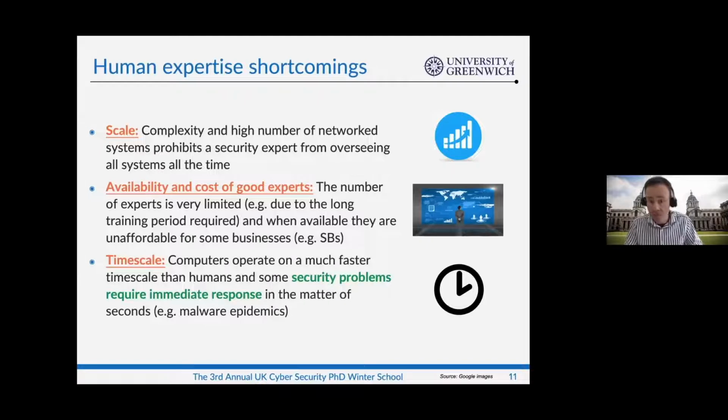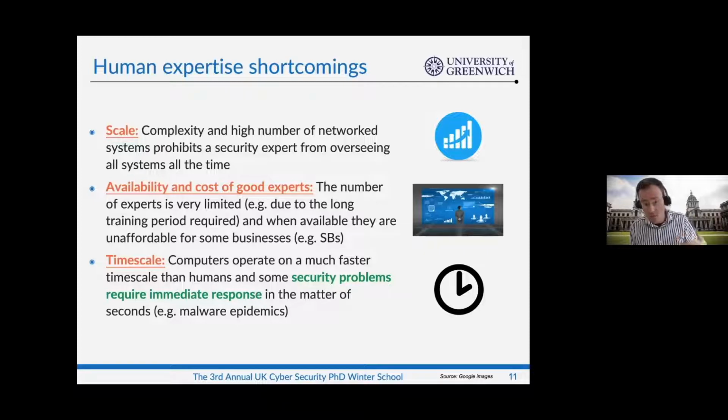So we have the scale, we have a lot of systems. We have to, for example, do some vulnerability scanning. You have a lot of systems to record, starting from asset management, coming down to vulnerability assessment, and all the other steps that the CISO will do. The scale can be massive, not in a small business, to be fair, but in a large organization, it's really complex. Then you have the availability and the cost of good experts.